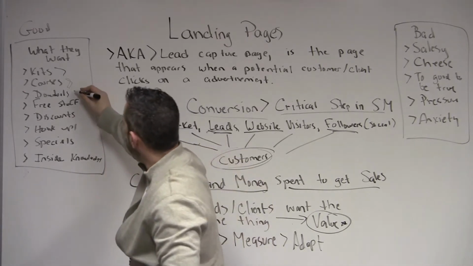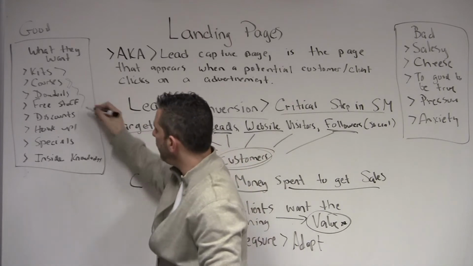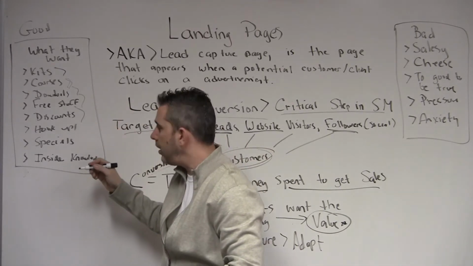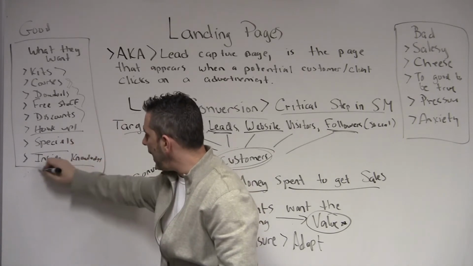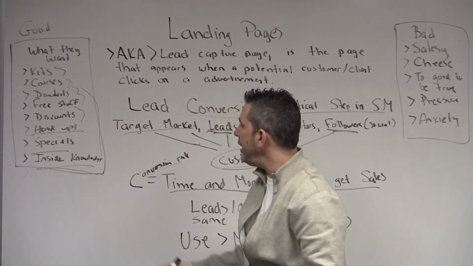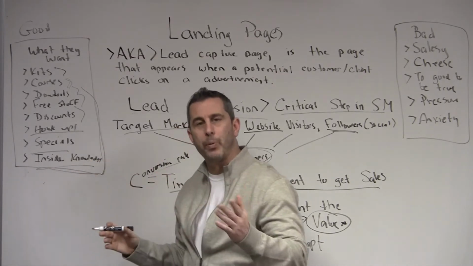All right? Downloads, a simple download, which could be a report. Free stuff is what they want. Discounts is what they want. Hookups is what they want. Specials is what they want. Inside knowledge. That's why they become fans. These are all the good things that they want, that you need to incorporate into your landing pages that we're going to help you with, okay?